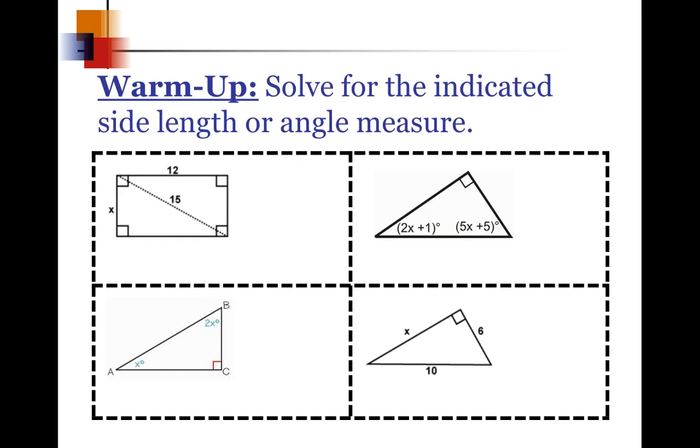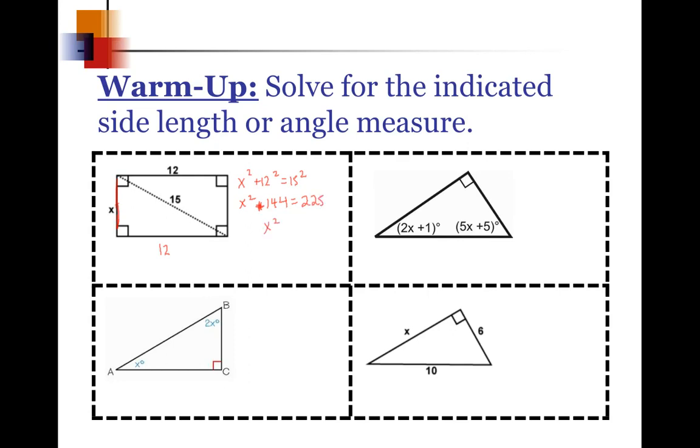So we have a rectangle, right? So there's right angles. I know the length of the diagonal. I know this side. That means this side must also be 12. So how can you figure out this side length? Oh, the Pythagorean theorem, right? So x squared plus 12 squared equals 15 squared. x squared plus 144 equals 225.